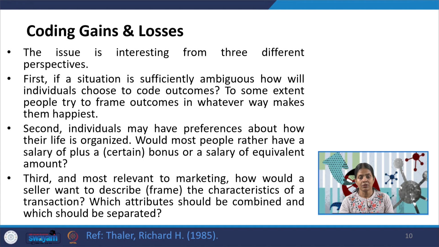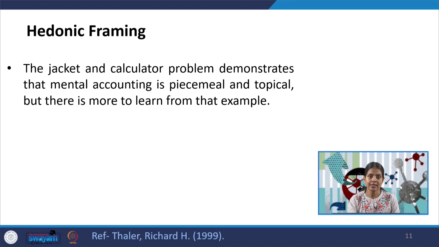Third, the most relevant to marketing, how would a seller want to frame the characteristics of a transaction? Which attributes should be combined and which should be separated? So, these are the questions that are important while we try to code gains and losses. The jacket and calculator problem demonstrates that mental accounting is piecemeal and topical, but there is more to learn from that example.